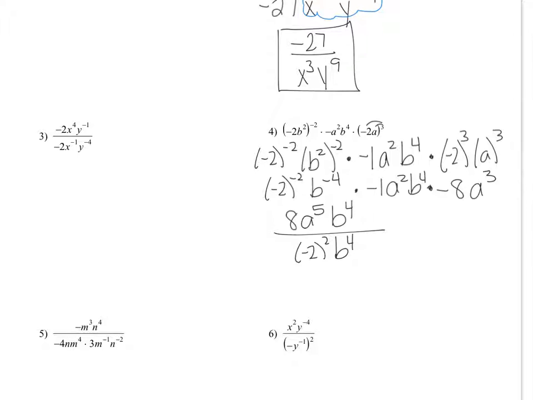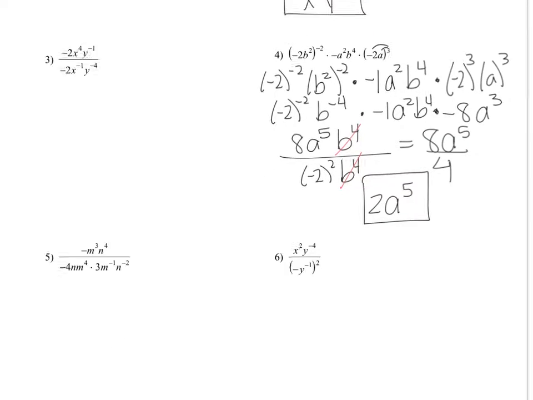Now I notice these b to the fourths are the same, so they can cancel. And I can put now negative 2 squared in the calculator, or think about it, what's negative 2 times negative 2? And the answer is 4. So 8, a to the fifth, over 4. Now I can divide 8 and 4, which gives me 2. So 2a to the fifth. Final answer.